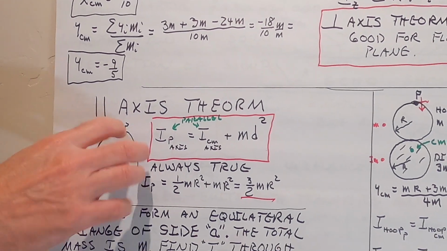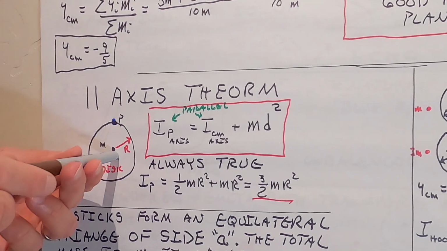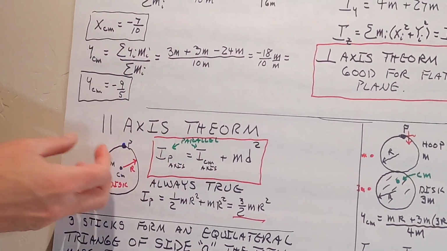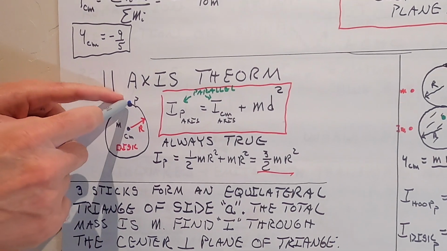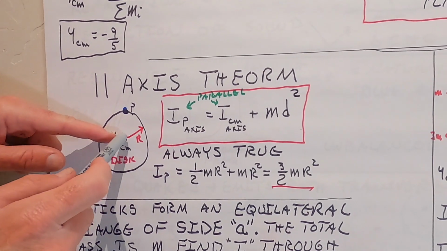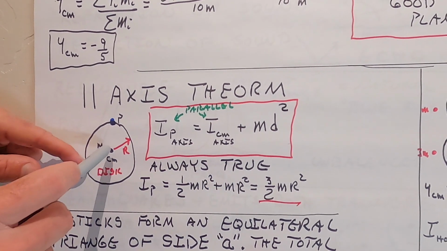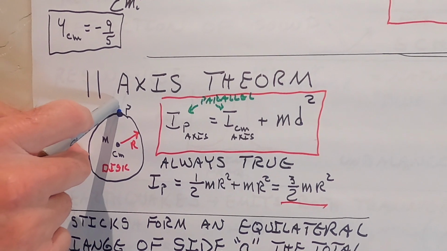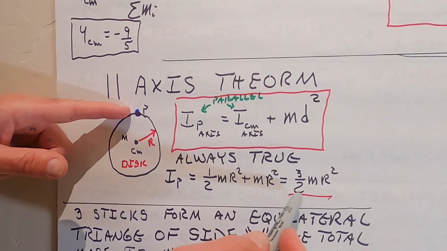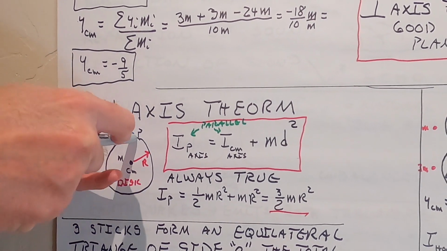So if I have a disk and I don't want to rotate it about this point, I want to rotate it about the edge. So it's going like this. Then I about this point would equal I about that point, which is 1/2 mr squared, plus the mass of the disk, which is m, times the distance from here to here squared, which would just be r squared. Combine these two together, that would give you 3/2 mr squared. So that's what the I is about this axis.